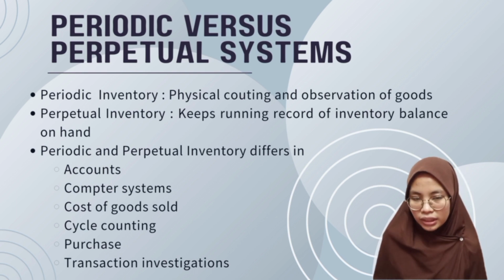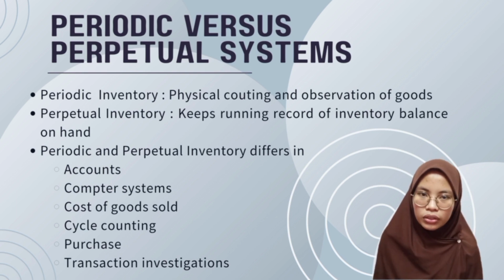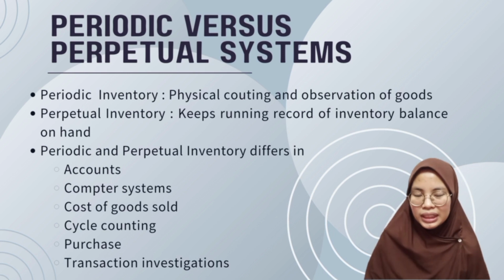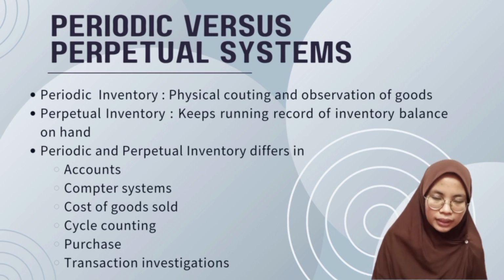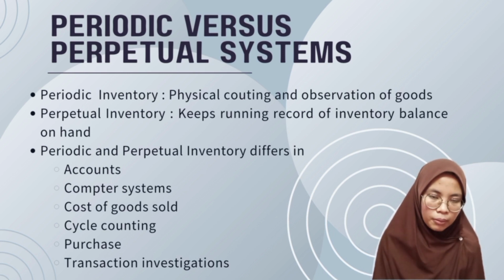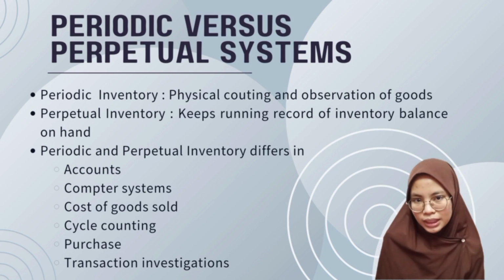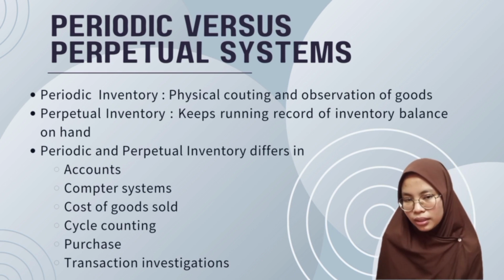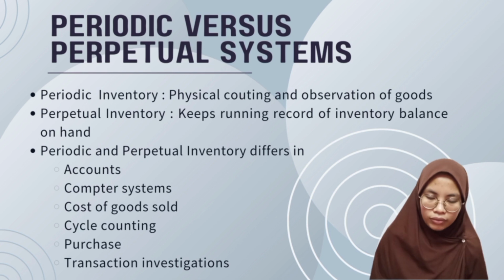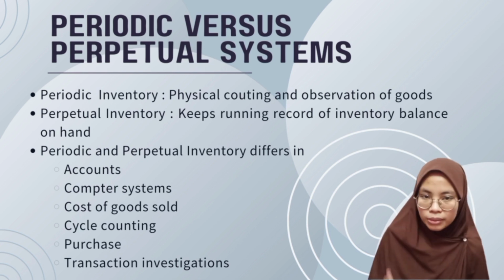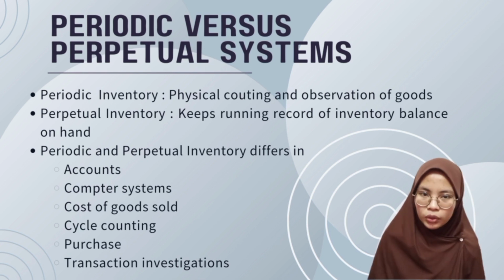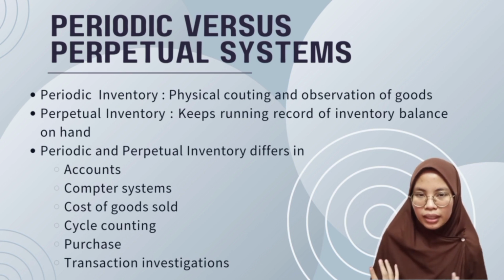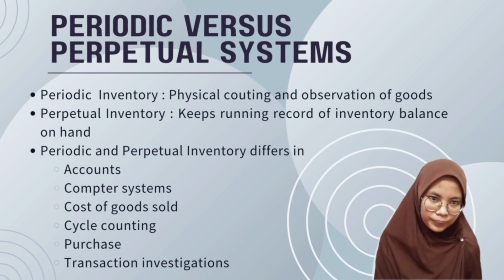Under the periodic inventory system, the cost of goods sold is calculated in a lump sum at the end of the accounting period by adding total purchases to the beginning inventory and subtracting ending inventory. Under the perpetual system, there are continual updates to the cost of goods sold account as each sale is made.